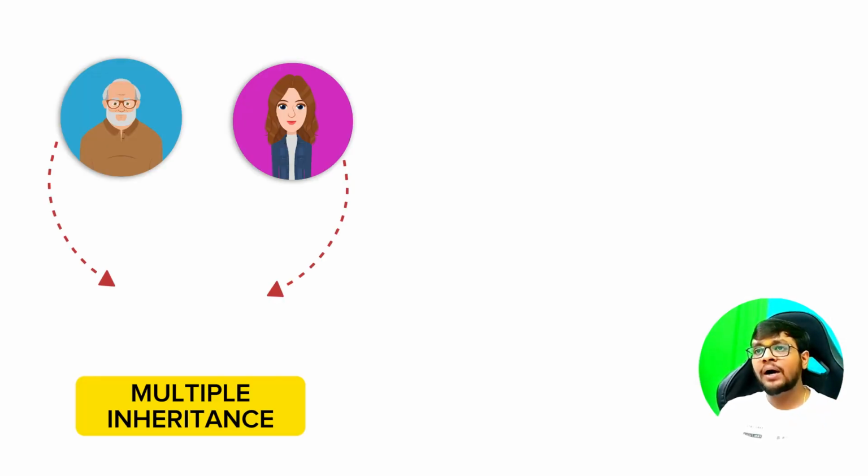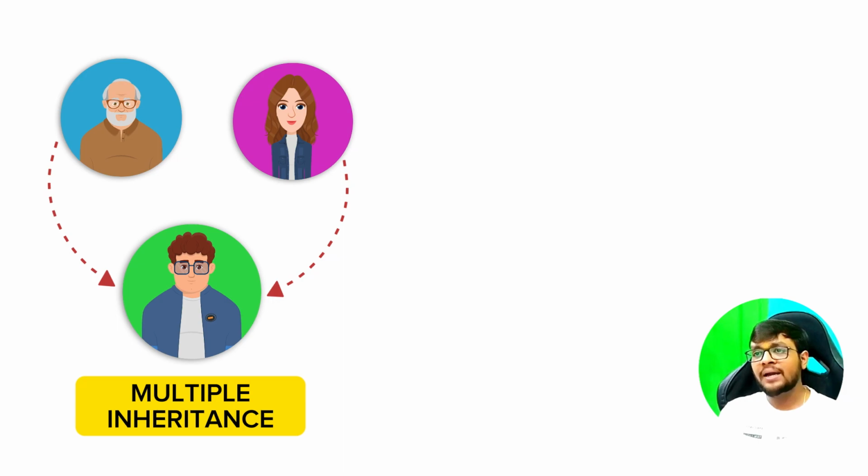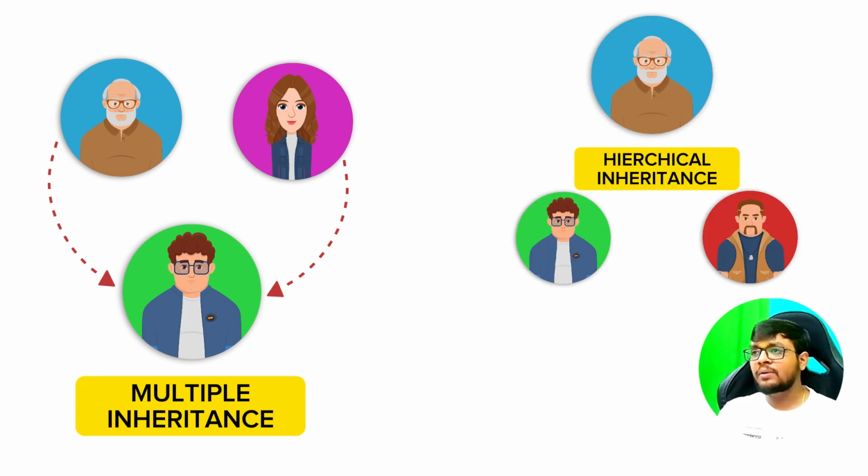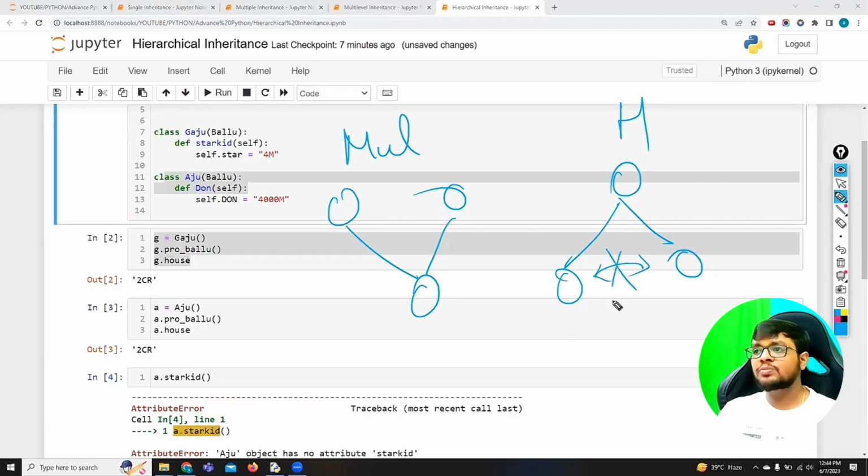So, in short, just to summarize: in multiple inheritance, you have multiple parents and one child. In hierarchical inheritance, you have one parent and multiple children. These children cannot access each other's properties at all. So that is your hierarchical inheritance.